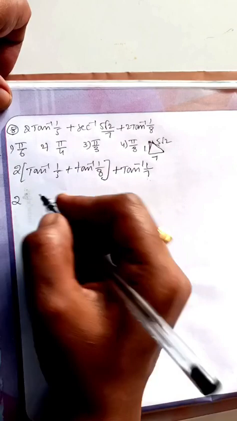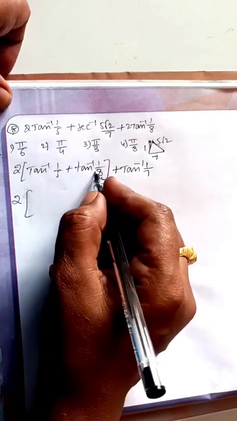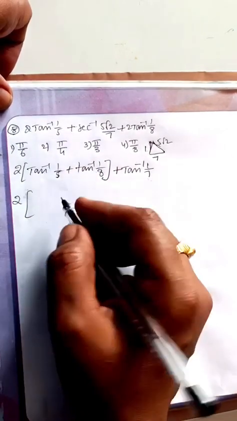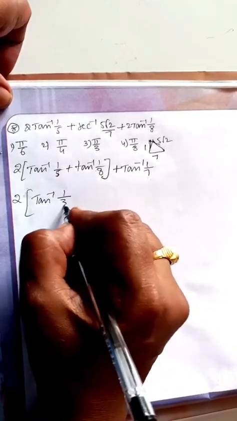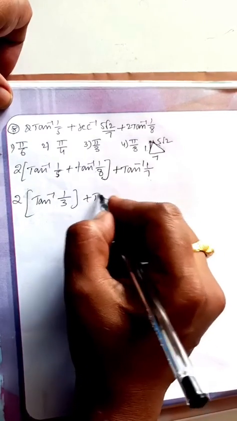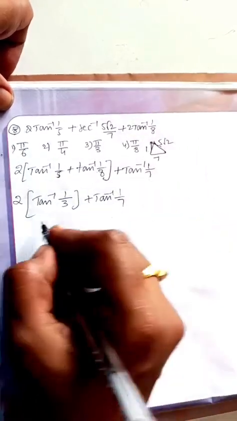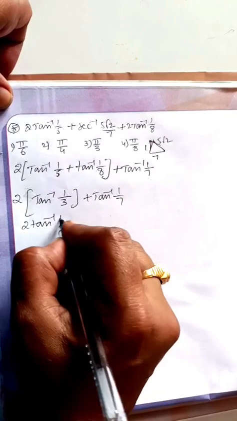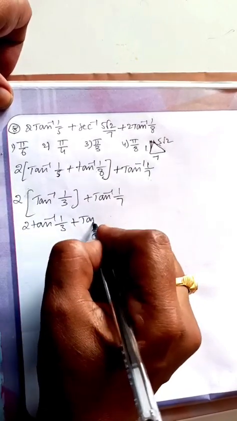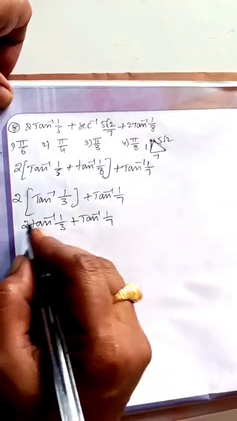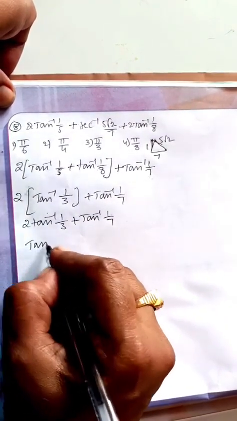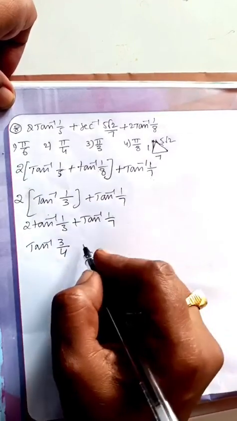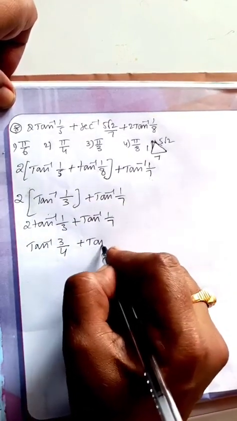So 2 tan inverse 1 by 5 plus tan inverse 1 by 8. In the last sum we did the same thing, which is equal to tan inverse of 1 by 3 plus tan inverse 1 by 7. So 2 tan inverse 1 by 3 plus tan inverse 1 by 7. 2 tan inverse 1 by 3, from the last question, is tan inverse of 3 by 4 plus tan inverse 1 by 7.